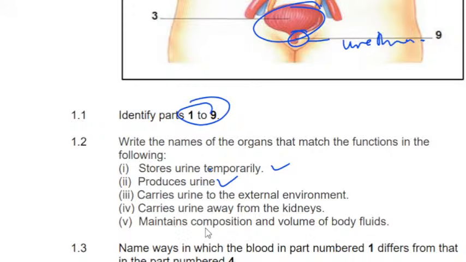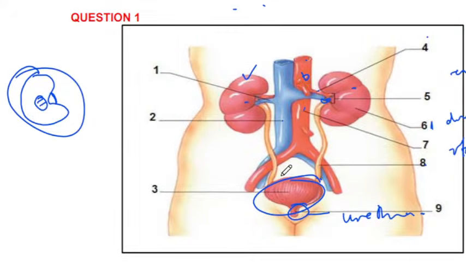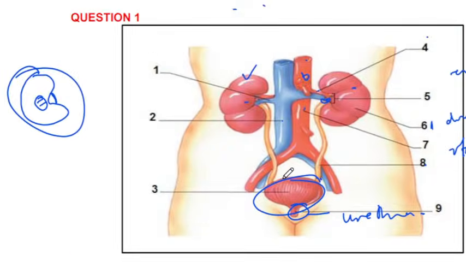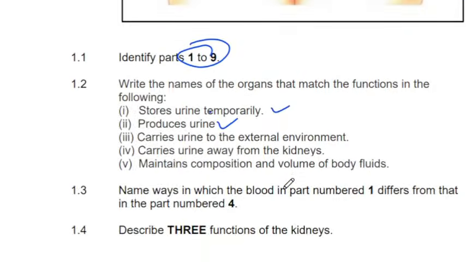And then you're saying that maintains the composition and the volume of the body fluid. Definitely is the kidney. If it was the composition of, if we saw the nephrons, we would have talked about the nephron, but we don't have the nephron here. Therefore, the answer here is going to become the kidney, which is number 6. So it maintains the composition and volume of the body fluid.